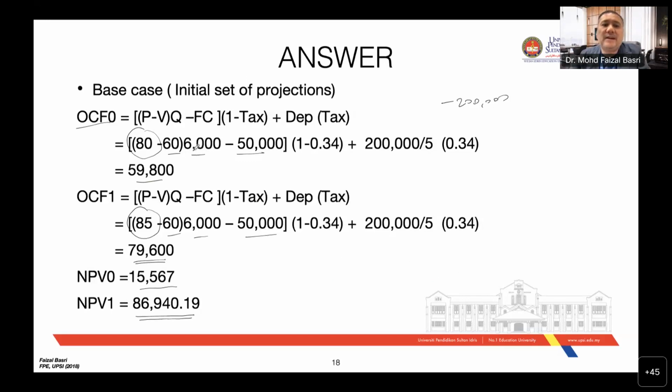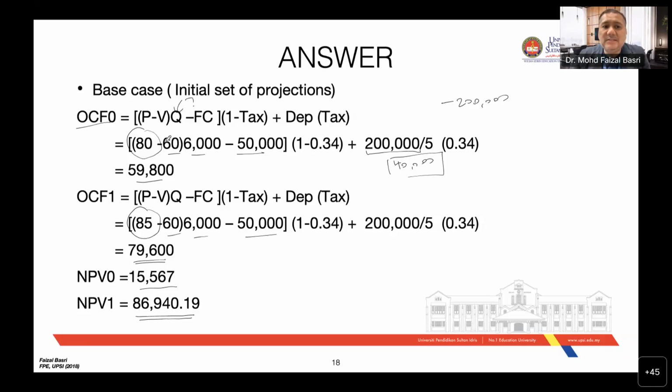But here you want to find what is the amount of Q in order to get our OCF to be 200,000. Our depreciation, not 200,000, sorry. 200,000 divided by 5 is 40,000, right? So we want to find at 40,000 ringgit depreciation, what will be our OCF? Or sorry, at 40,000 OCF, what would be our Q? Q is the question mark.